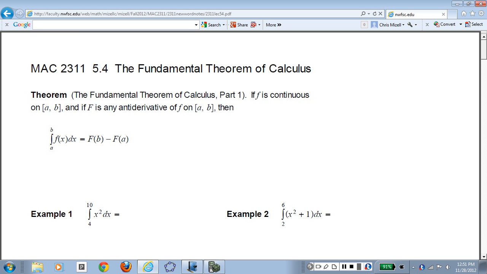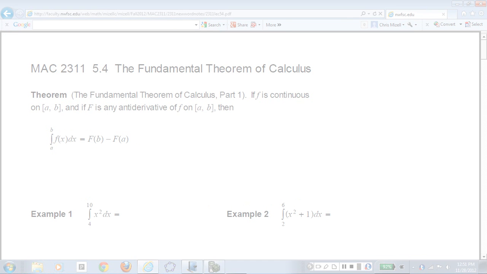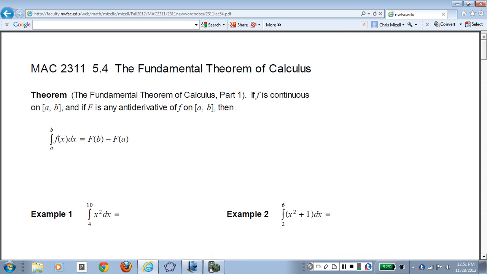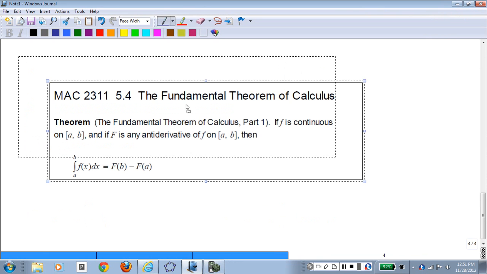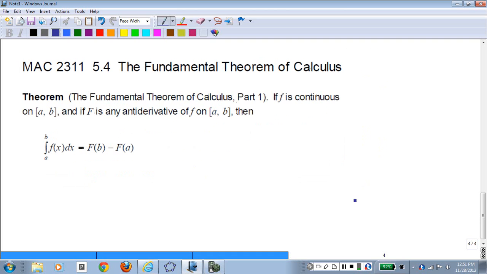If f is a continuous function on the closed interval [a, b], and if big F is any antiderivative of little f on that interval, then the integral from a to b of little f of x dx can be obtained, well, how? Taking that antiderivative and evaluating at the upper limit, evaluating at the lower limit, and then just taking the difference.